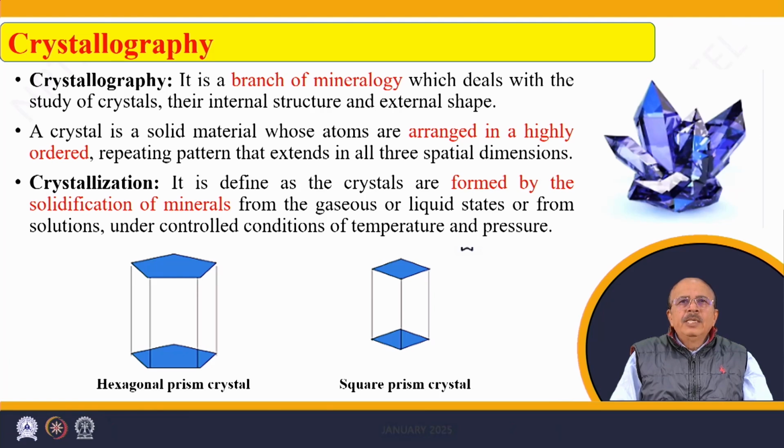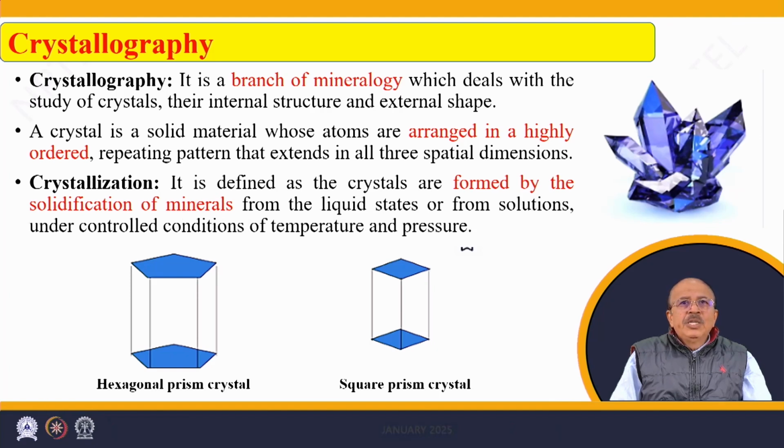So, a crystal is a solid material whose atoms are arranged in a highly ordered repeating pattern that extends in all three spatial dimensions. Crystallization is defined as the formation of crystals by the solidification of minerals from the liquid state or from solutions under controlled conditions of temperature and pressure. You can see the diagram of a hexagonal prism crystal and a square prism crystal.